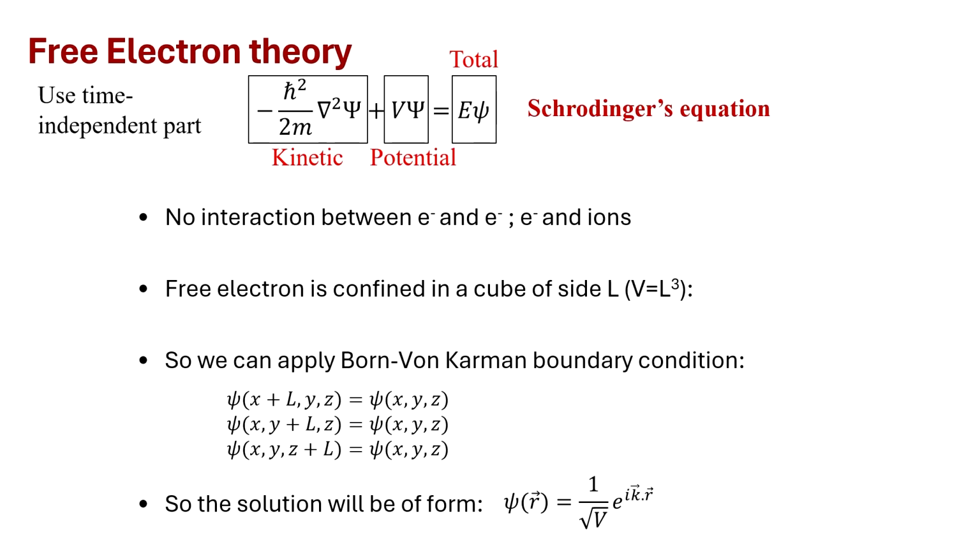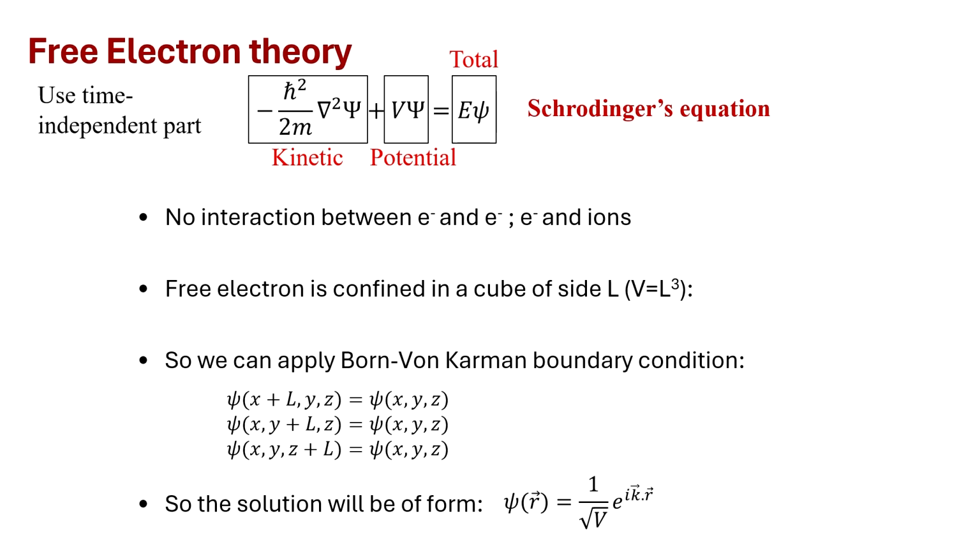In this theory, free electron theory as we call it, we use this time independent part, which is the sum of kinetic and potential energy, which is equal to total energy. So we write this as minus h cross square divided by 2m into del 2 psi, which is the kinetic part, and del 2 is the Hamiltonian operator, plus v psi, and this v psi is the potential energy. This is equal to the total energy of electron.